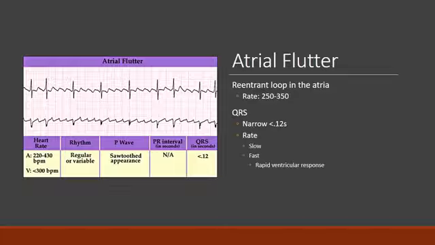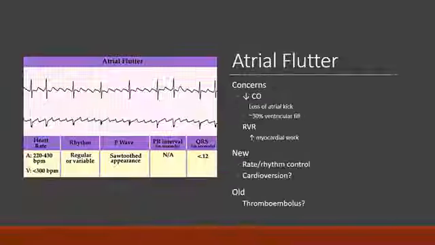The QRS can be, once again, fast or slow, but typically it's a very narrow QRS, indicating that the AV node is still functioning. And if it's fast, then we're worried, just like we were with AFib, that we can get into this rapid ventricular response and the patient can become unstable due to the loss of cardiac output and increased myocardial workload.